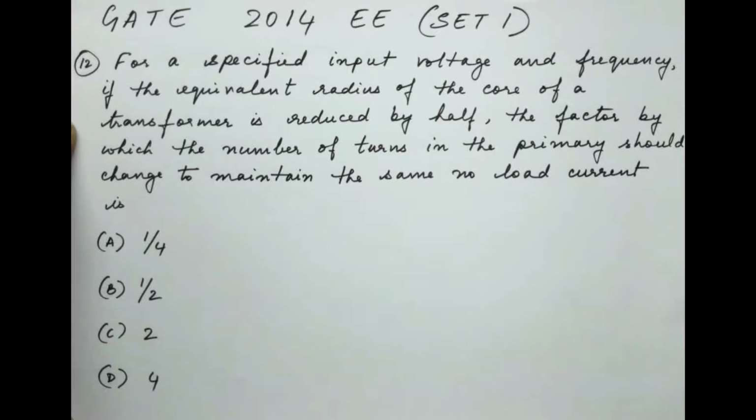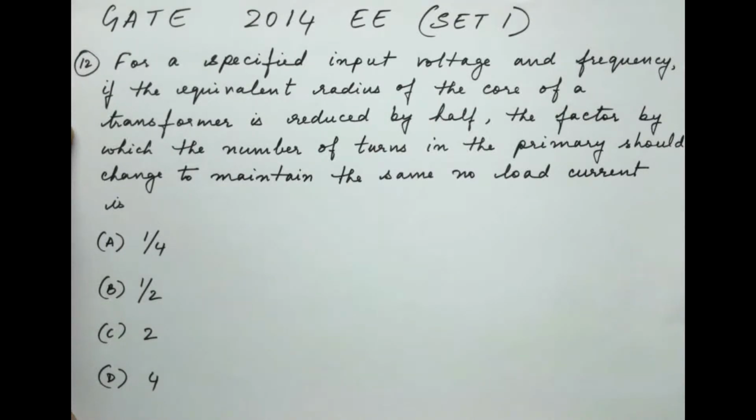The next question, number 12. For a specified input voltage and frequency, if the equivalent radius of the core of a transformer is reduced by half, the factor by which the number of turns in the primary should change to maintain the same no-load current is, well, we have our options here: A, B, C, D. 1 by 4, 1 by 2, 2 and 4.